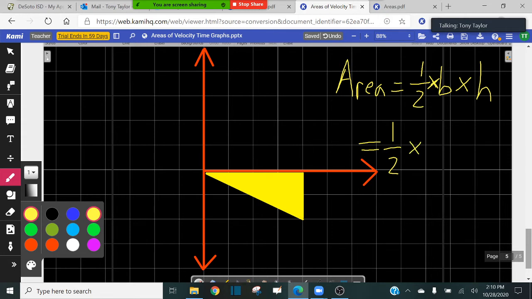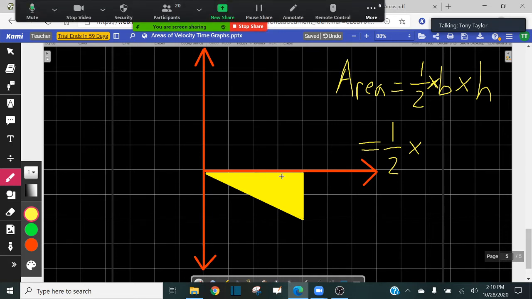What is the base? Or in other words, what is the length of the triangle? Two. No, that's the height. Remember, the base is along your horizontal axis. Height is along your vertical axis.